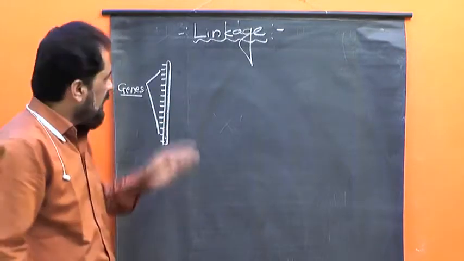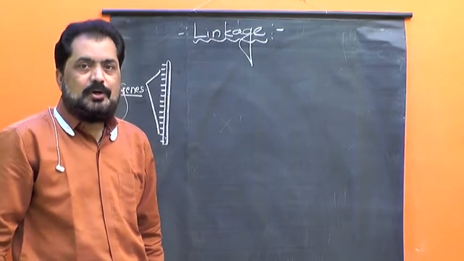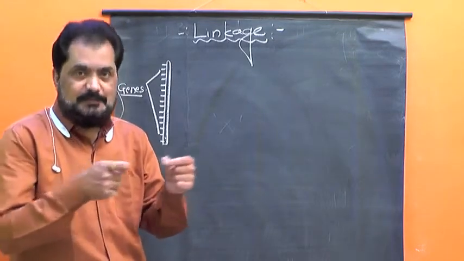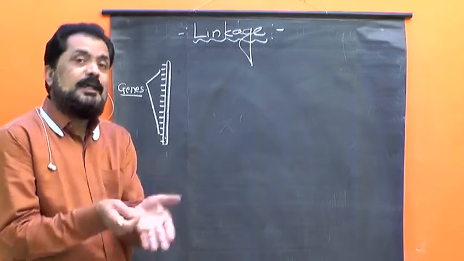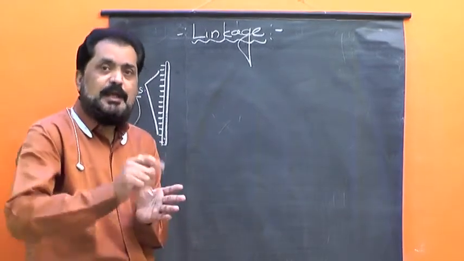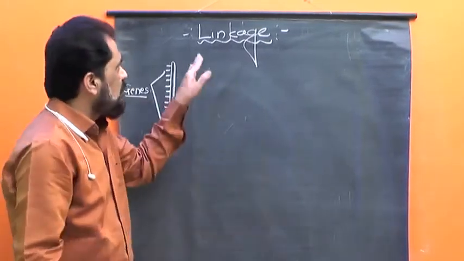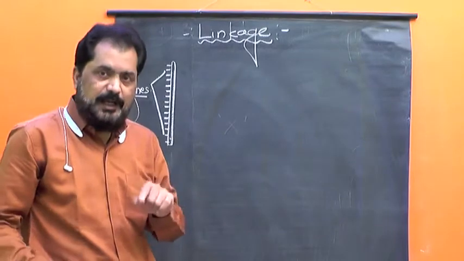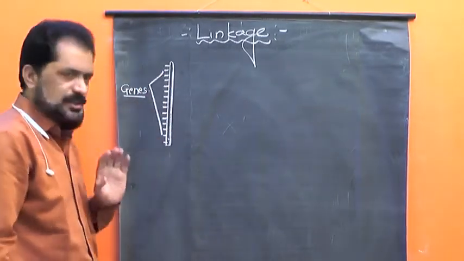It means that genes present on one chromosome show a sort of bonding among themselves, so that they always try to remain together and also inherit together. This phenomenon is known as linkage, and the genes are called linked genes.